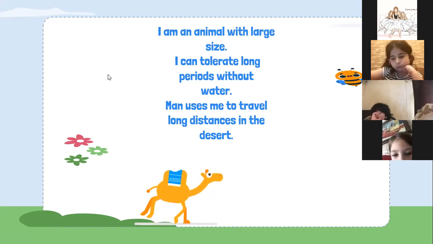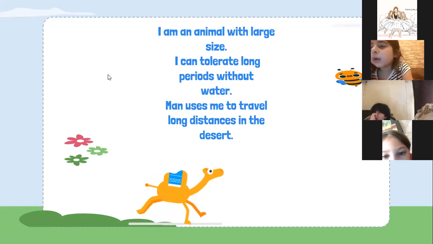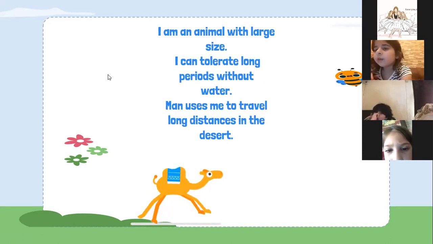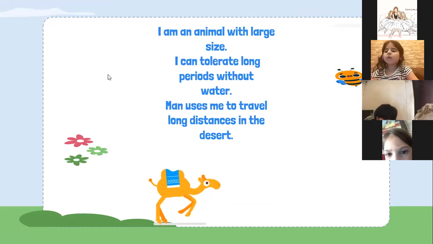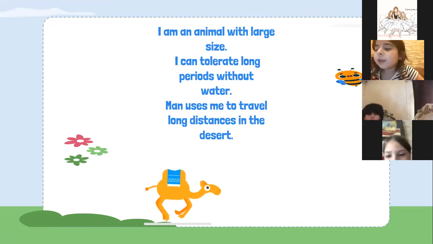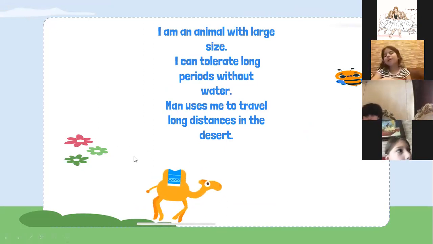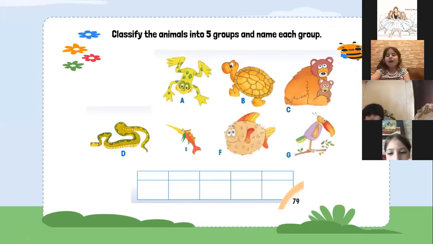Raneem, read the riddle. I am an animal with a large size. I can tolerate or handle long periods without water. Man uses me to travel long distances in the desert. It's a camel. I'm a camel. So we also use camels to travel long distances. I knew it because of the English class.